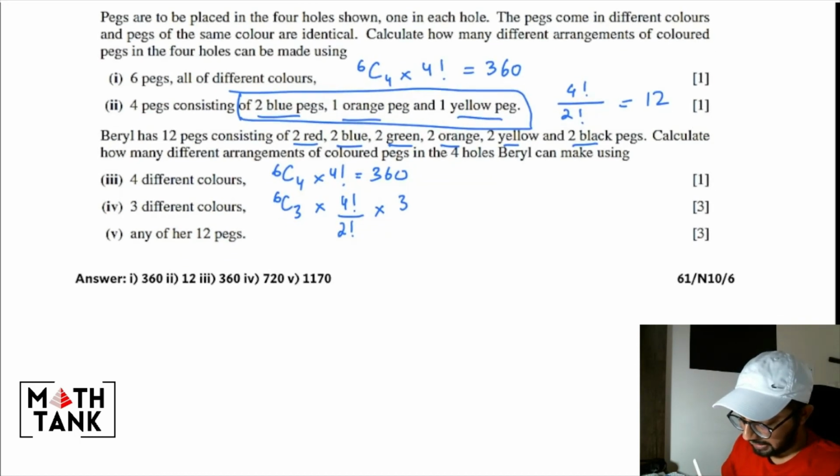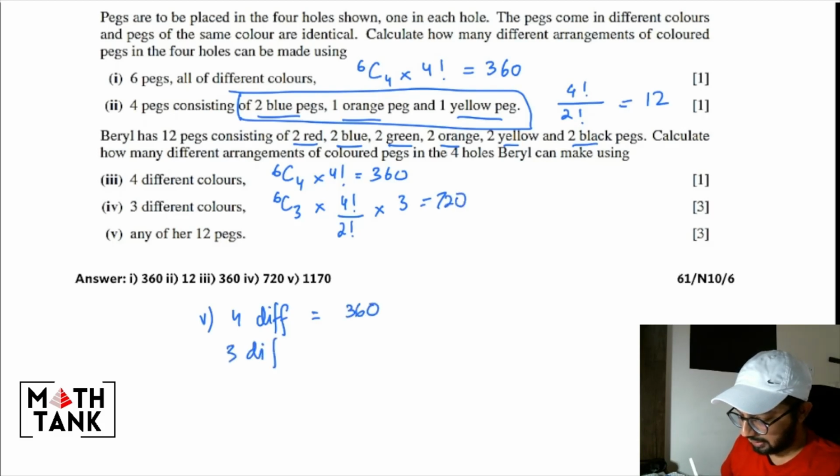Then part 4 says any of her 12 pegs. So any of her 12 pegs means 4 different colors. So I'm going to say that that was 720. 4 different colors, that's 360. 3 different colors, that's 720. Okay, then I have 2 different colors. That is something that I need to calculate.